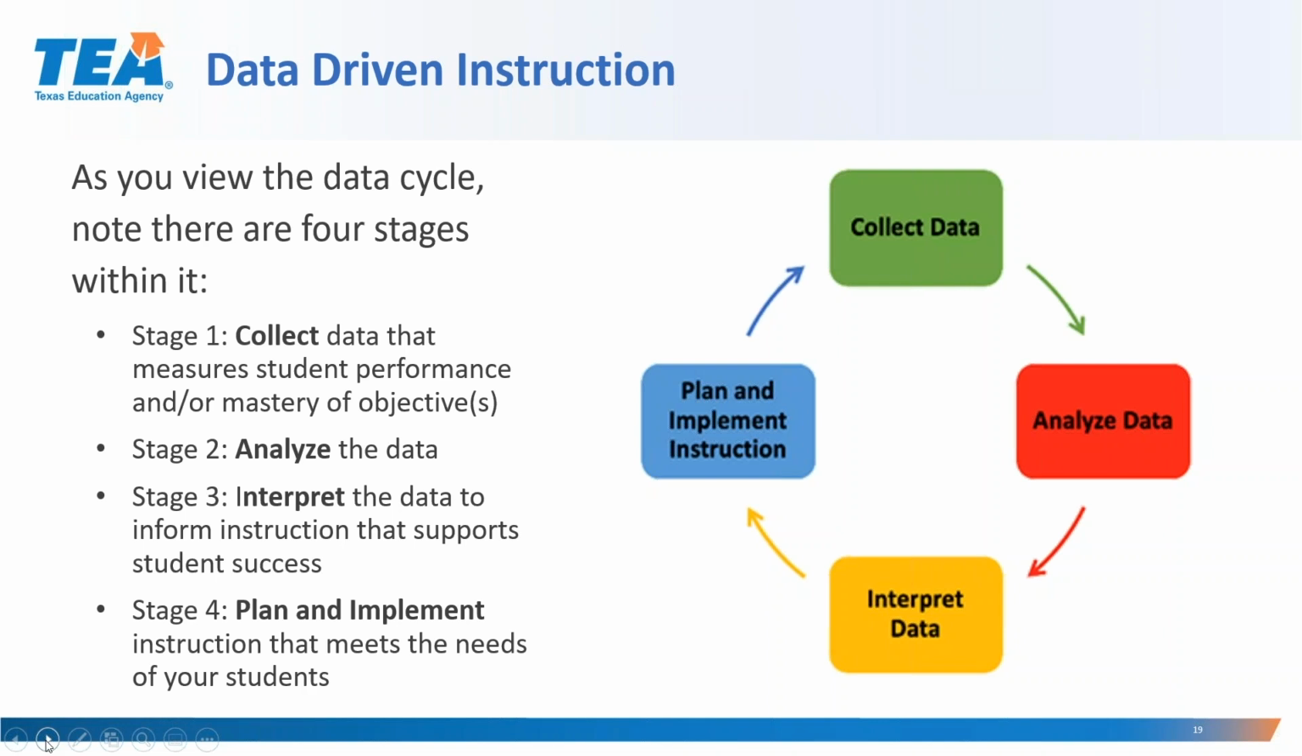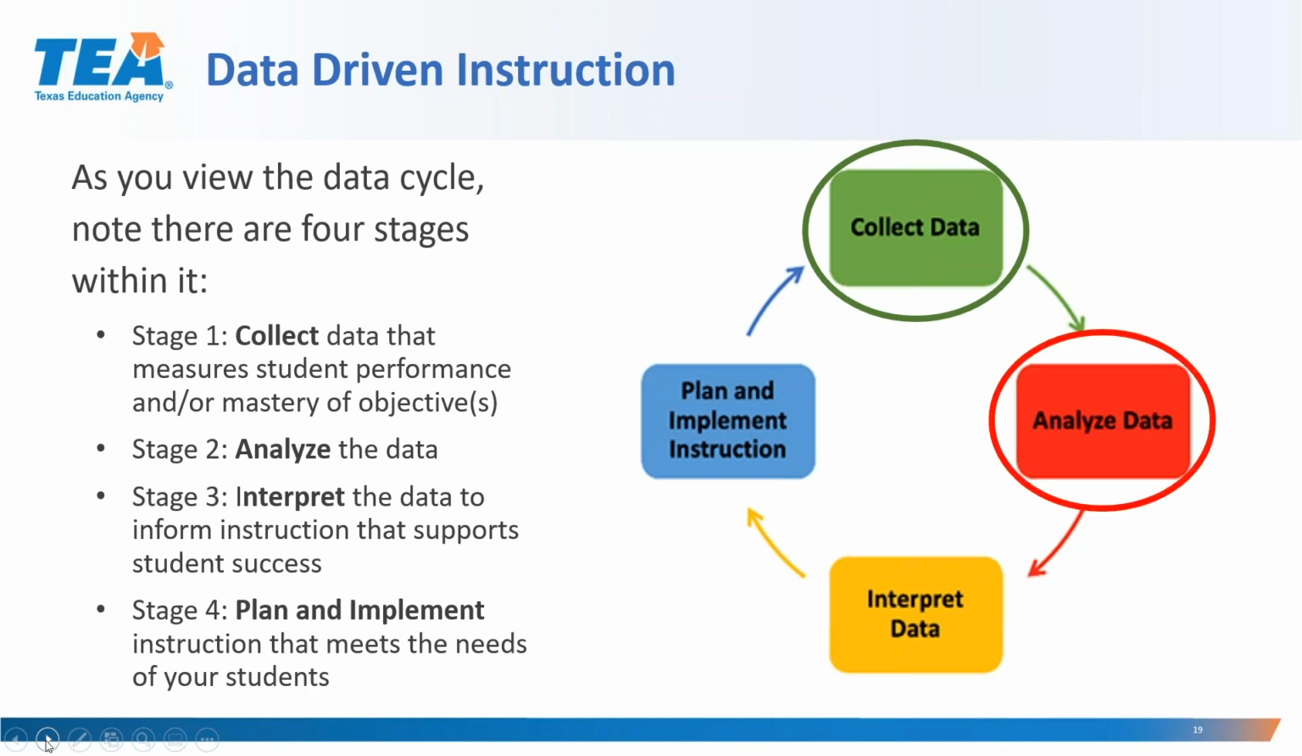As you view the data cycle, note there are 4 stages within it when used in conjunction with assessment results. Stage 1 asks us to collect data that measures student performance or mastery of objectives. Stage 2 asks us to analyze data from those results. In other words, how are you making meaning of it? Stage 3 asks us to interpret the data to inform instruction so that it supports student success. Another way to think about this is considering what your next steps might be before actually implementing them into your instruction. And then stage 4 asks us to plan and implement that instruction so that it meets the needs of your students.